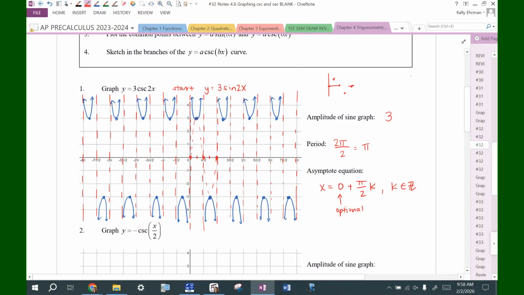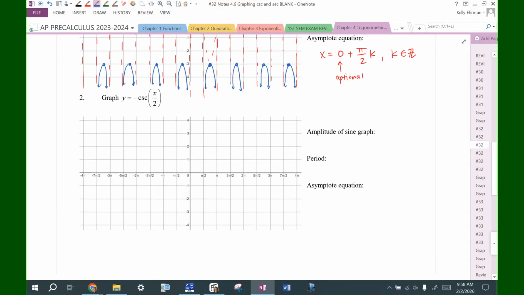Because remember, on the unit circle, there are two places within one period where sine hits 0, and same with cosine. There are two places within one full circle period where cosine hits 0. So it's going to be halfway. Once you're halfway done with the period, you hit 0, and then halfway again, you'll hit 0.